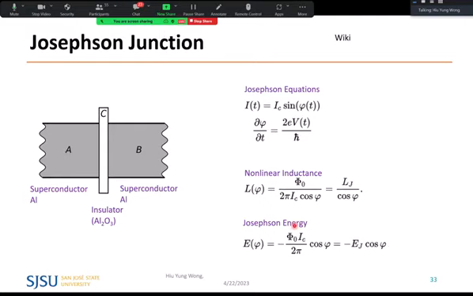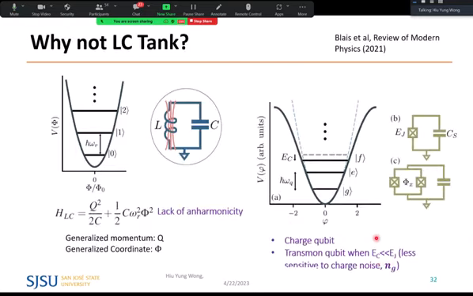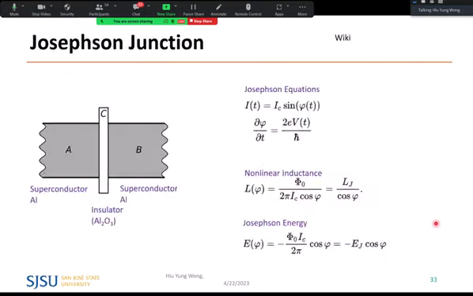It also has an associated energy because it's an inductance, right? An inductor has energy. A capacitor has energy. So that's why we have this EC, capacitive energy, and also EJ, which we call Josephson junction energy, which is nothing but just the inductive energy that it has.